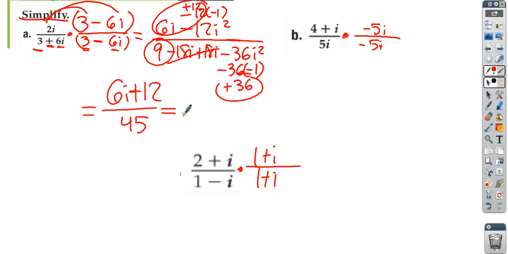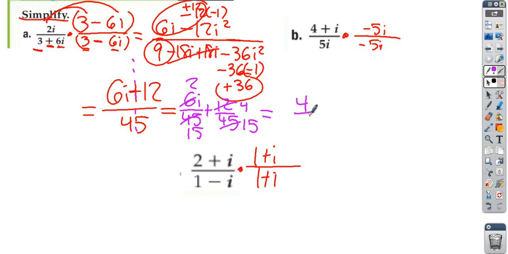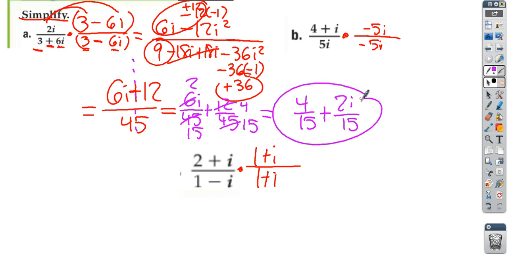And then what you can do, just to make this a little bit more simplified, is split this down the middle and put both of them over 45. That's going to be plus 6i. Okay, both of these are divisible by 3, so 3 goes into that 4 times, it goes into that 15 times. 3 goes into that 2 times, it goes into that 15 times. Your final answer would be 4 over 15 plus 2i over 15. That is a simplified version. Notice that the bottom only has 15. It doesn't have any i's in it.